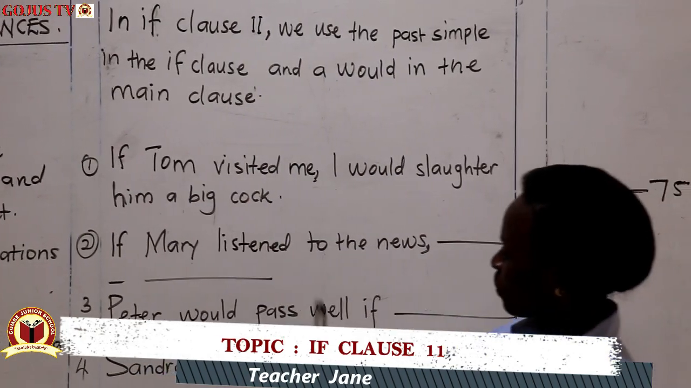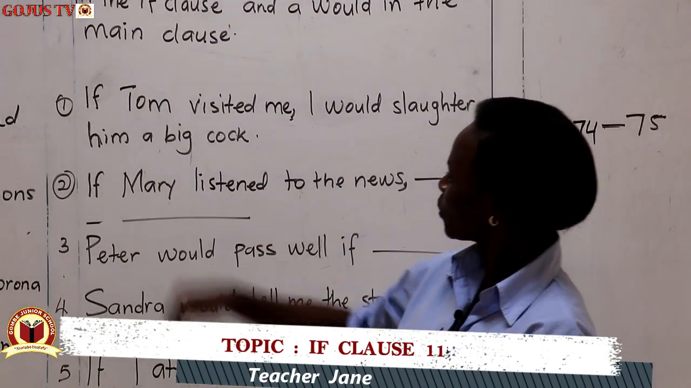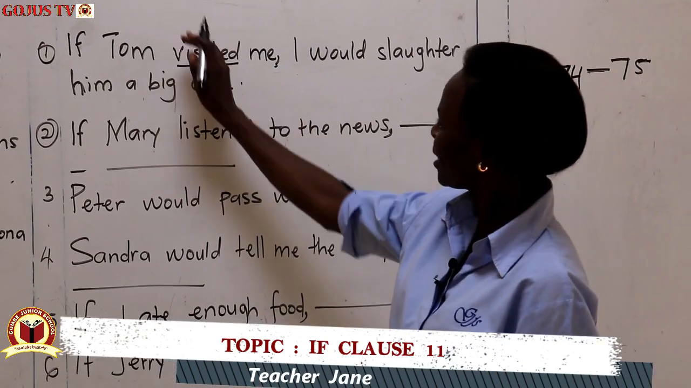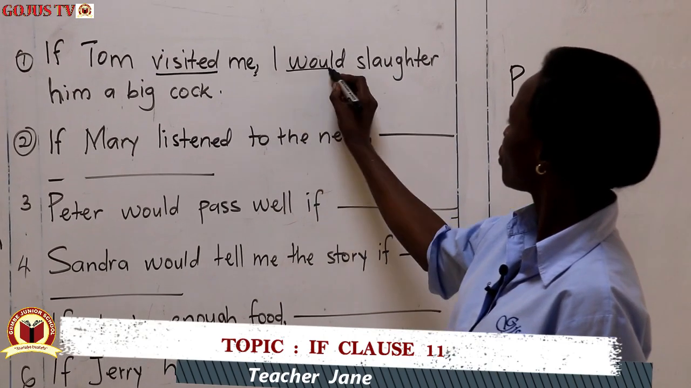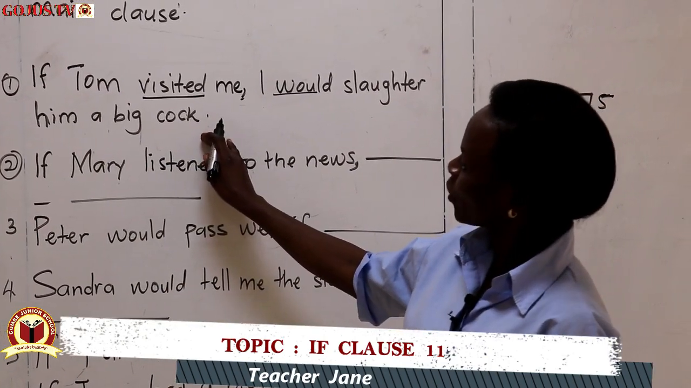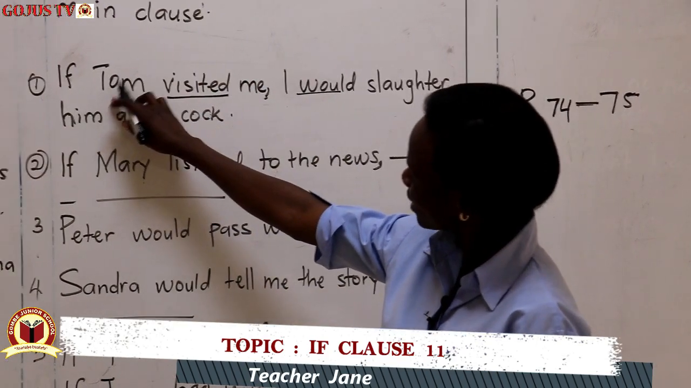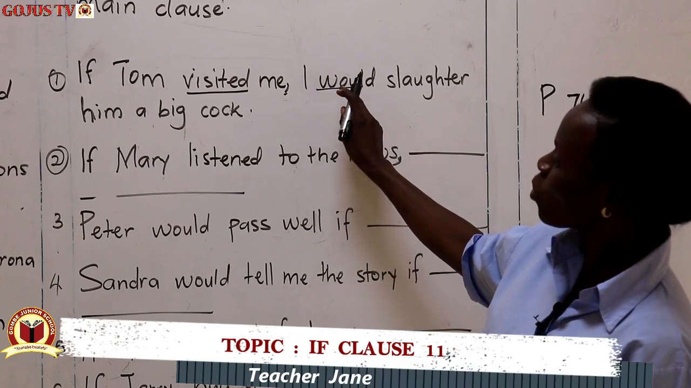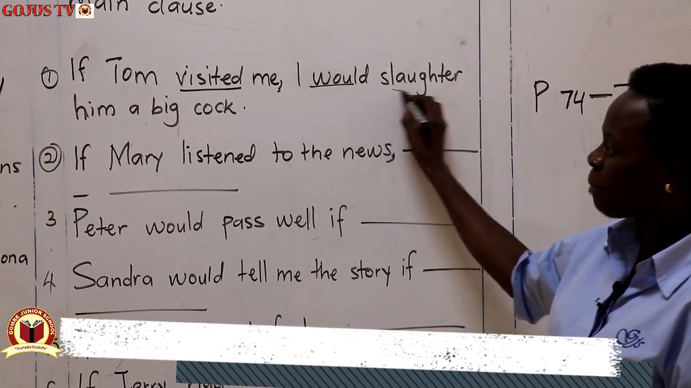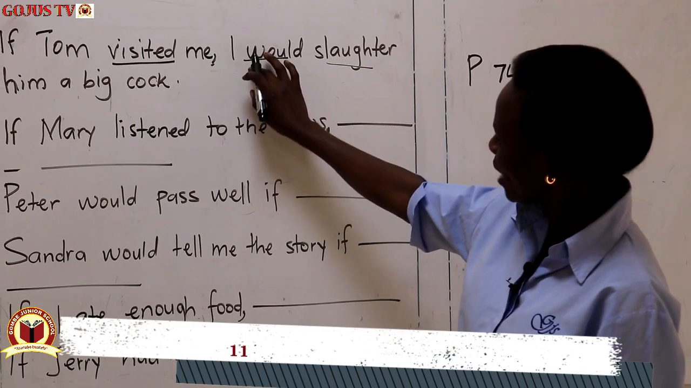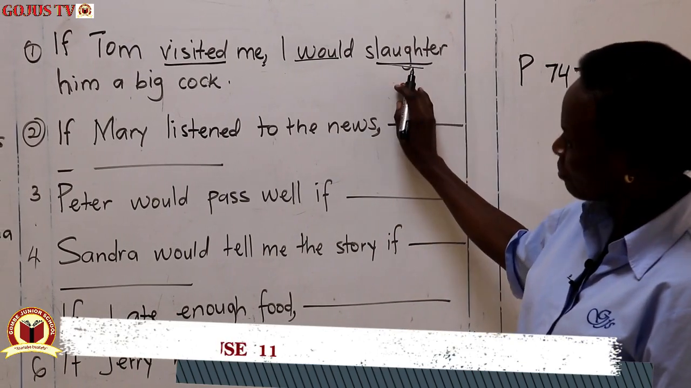For example, if Tom visited me, this is past simple tense. If Tom visited me, I would slaughter him a big cock. So the if clause must take a past simple tense. Then the main clause takes a would and the infinitive form of the verb. I would slaughter. A would and an infinitive form of the verb.